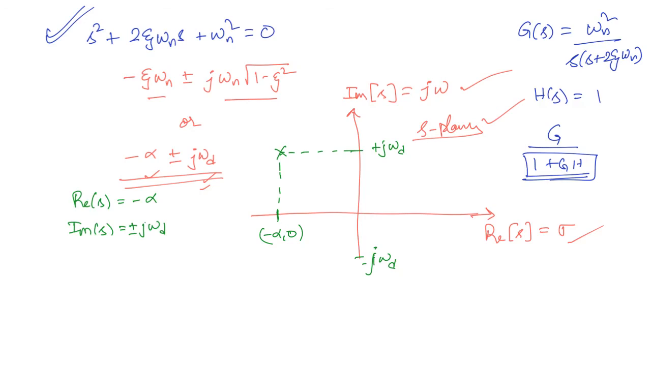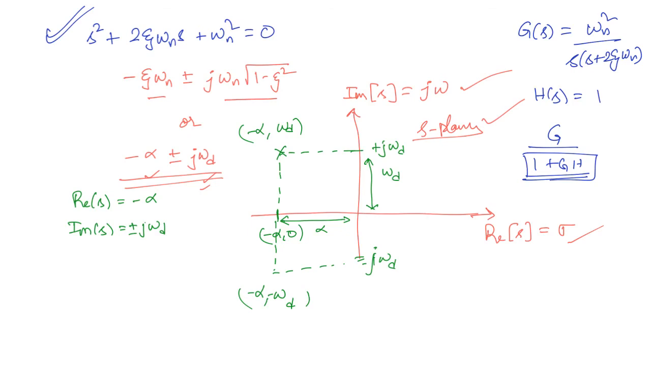They have x coordinate minus alpha and the y coordinate j omega d. Okay, so this is one root, and the second root will be like this. It is minus alpha comma minus omega d, and this is minus alpha comma plus omega d. Okay, so this is alpha and this is omega d. Okay, so we have represented alpha and omega d.